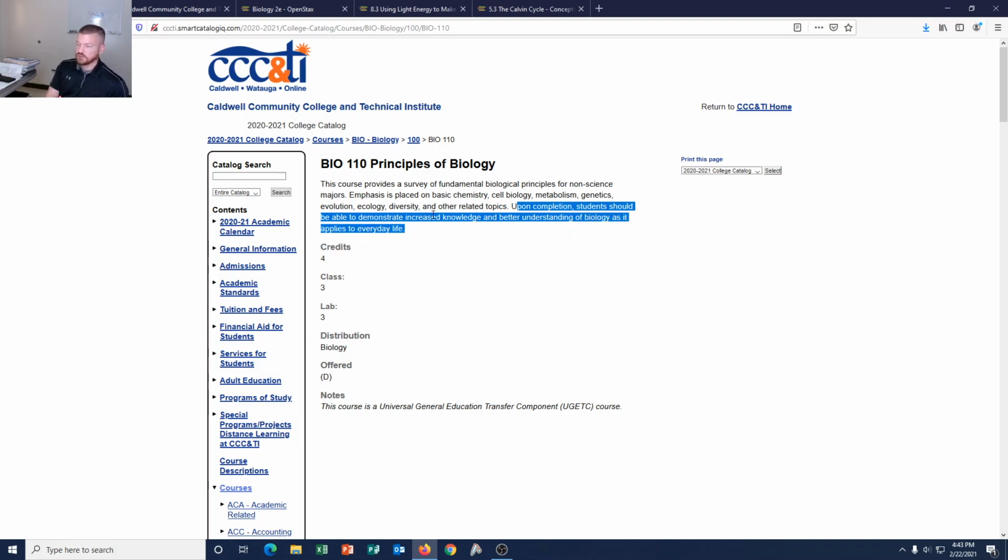So really what we're trying to do in 110 is just create a more informed citizen as far as it applies to biology. We're not really trying to get into the weeds and the nitty-gritty, for instance, of cellular respiration and photosynthesis. You'll touch on those topics, but you're not really going to talk about them in great detail like you would in Biology 111 class.